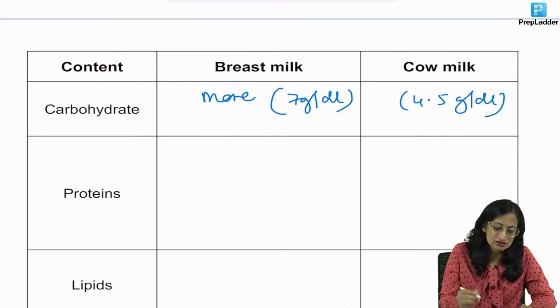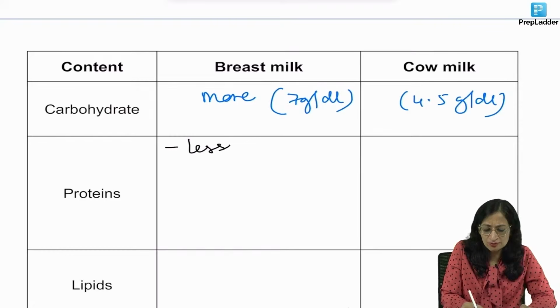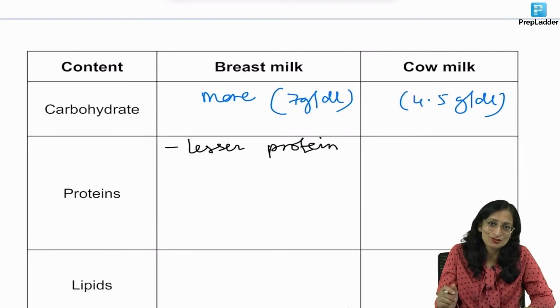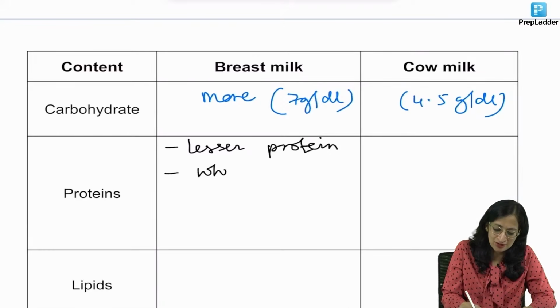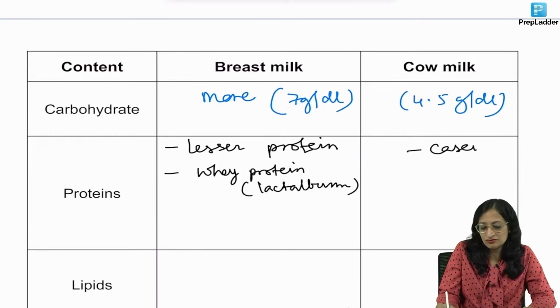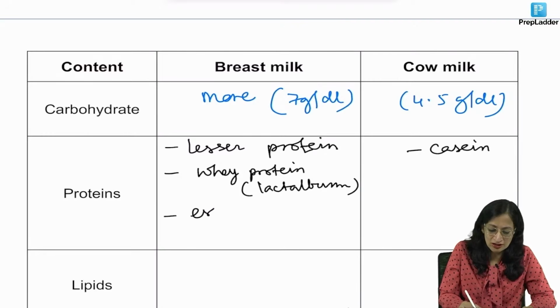What about proteins? Breast milk has lesser protein than cow's milk, so it does not produce a lot of solute load on the kidneys. But the protein is whey protein, which is more easily digestible, like lactalbumin, while in cow's milk it is casein, which is not very easily digestible. What else? Breast milk contains all the essential amino acids.